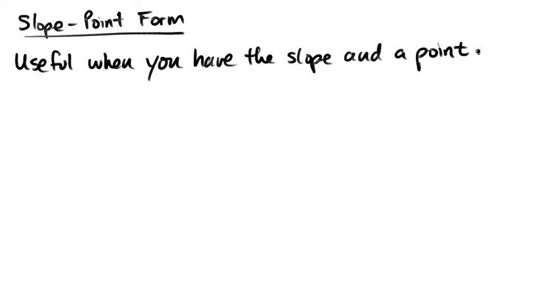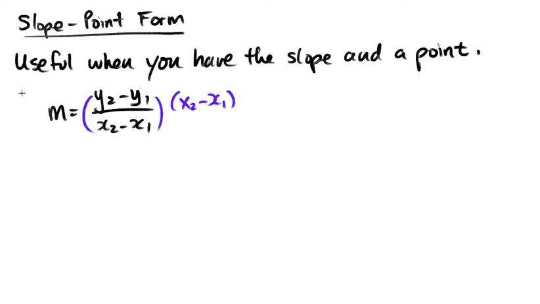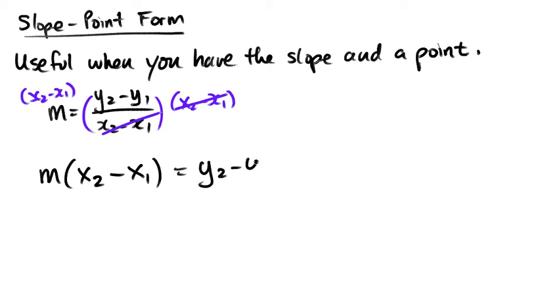This is particularly useful when you have the slope of a line and a point on that line. And the way that it works is, well, we have to go back to our slope formula, which is y2 minus y1 over x2 minus x1. If we rearrange this, multiplying both sides by x2 minus x1, this side multiplies by x2 minus x1, and so does this side, and these cancel out. We get a formula that looks a little bit odd, but is actually quite useful, where m is now multiplied by x2 minus x1, and on the other side you just have y2 minus y1.